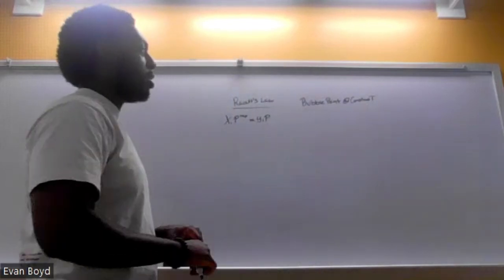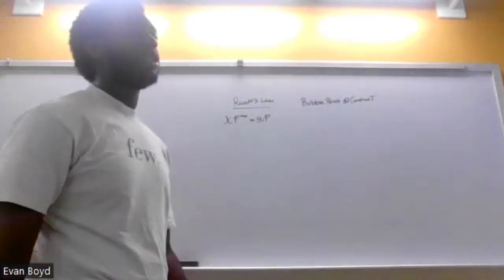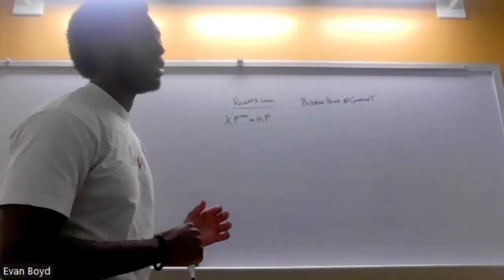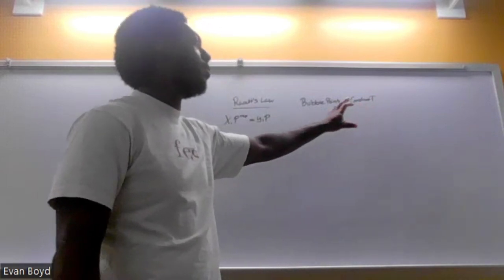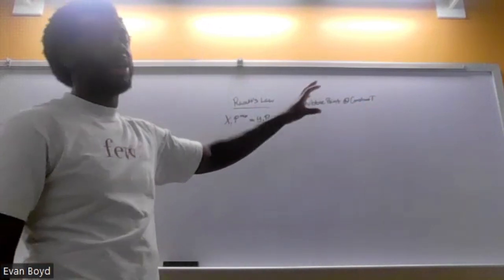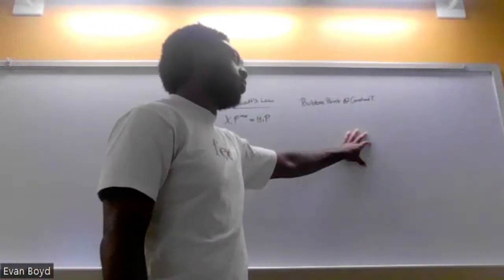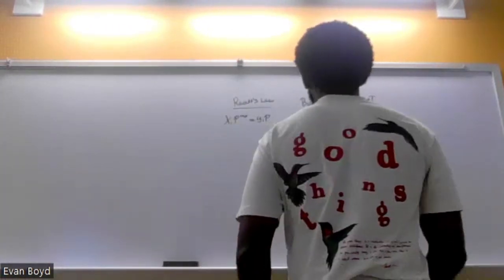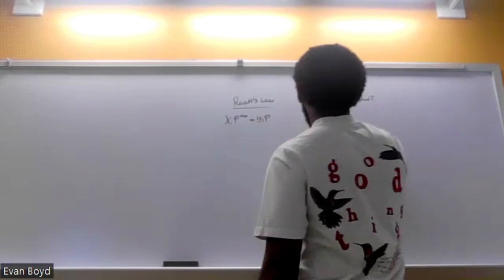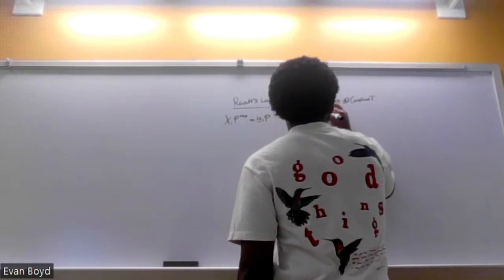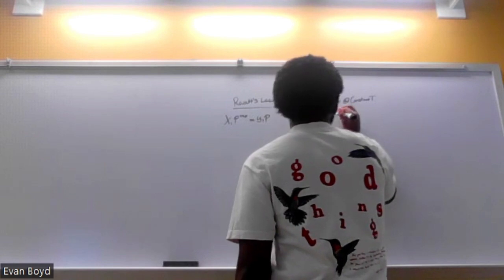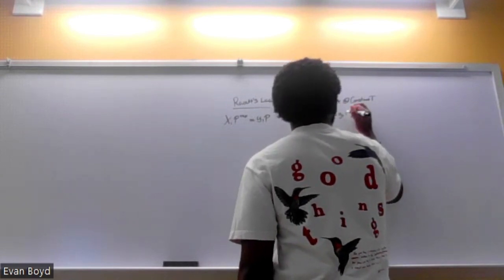We can also calculate the bubble point at a constant pressure, but you will first need the pressure at a constant temperature to calculate the bubble point at a constant T. So we always start with pressure first. Calculating the pressure first, let's use our Raoult's law. So X1 Pvap equals Y1 P.